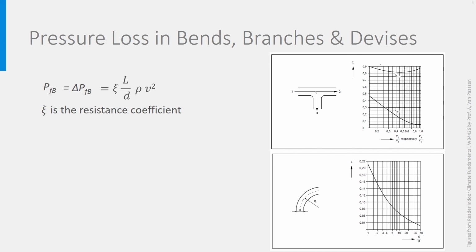The Xi coefficient can be found on the y-axis, while the x-axis represents the ratio of the velocity in a branch, 2 or 3 in our case, and the velocity in the initial pipe, 1. Depending on this velocity ratio, Xi can be determined. For a bend, we should look at the diagram below. This time, the x-axis represents the ratio of the radius of the bend with the inner diameter of the pipe. Those are only examples. There are many tables showing these coefficients for diverse configurations and branches.